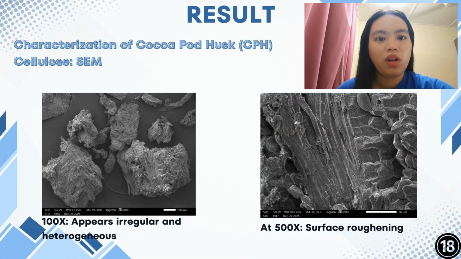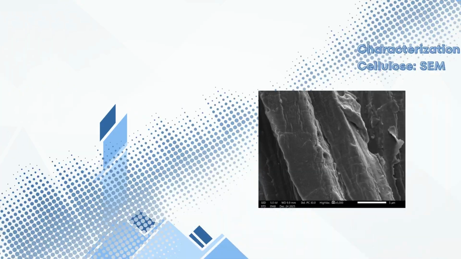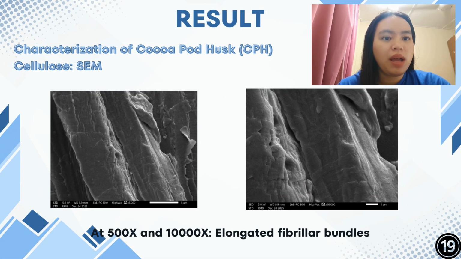Next, moving on to the result of the Pt cellulose. The SEM image at increasing magnification show progressive morphological change in the alkali-treated cellulose. At 100 magnification, the surface appears irregular and heterogeneous, representing the bulk fiber structure of the Pt, while at 500 magnification, the surface roughness and groove become more apparent, indicating partial removal of lignin and hemicellulose. Meanwhile, at higher magnification of 5000 and 10,000, elongated fibrillar bundles and microfibril aggregates are observed, confirming the exposure of cellulose fibers after alkaline treatment.